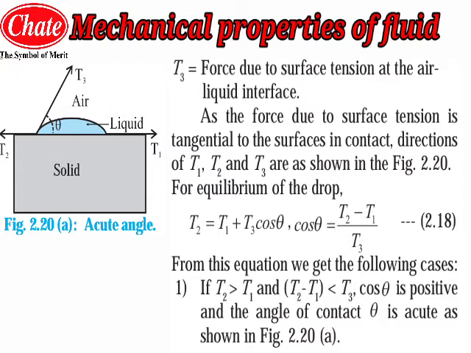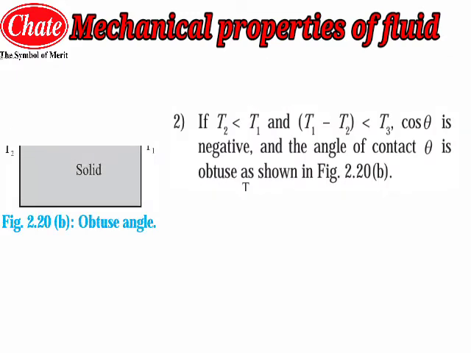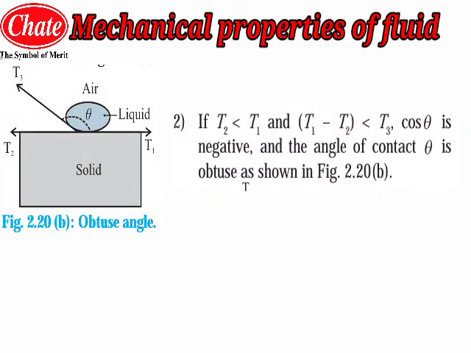Now from this equation we get the following cases. T2 is greater than T1 and T2 minus T1 is less than T3. So you can guess the relationship between T1, T2 and T3. Now cos theta is positive and the angle of contact theta is acute, as you can see in the diagram. Now if T2 is less than T1 and T1 minus T2 is less than T3, then cos theta will be negative and the angle of contact theta will be obtuse, as you can see in the diagram.